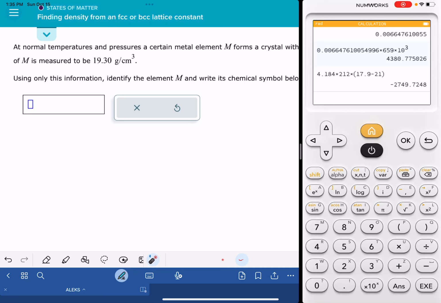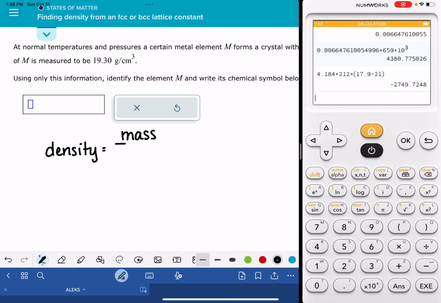In this video, I'll show you how to solve the ALEKS problem called finding density from an FCC or BCC lattice constant. In this problem, we're going to be working with the density of a cubic unit cell. I'm just going to begin with a reminder for the density equation, that is going to be calculated by taking the mass of the unit cell and dividing it by the volume of the unit cell.